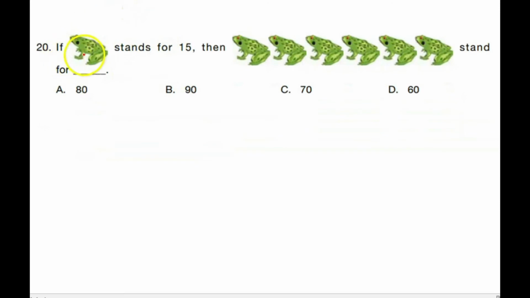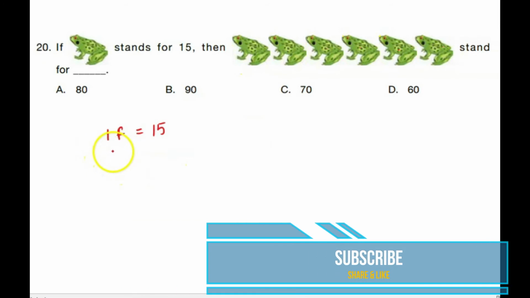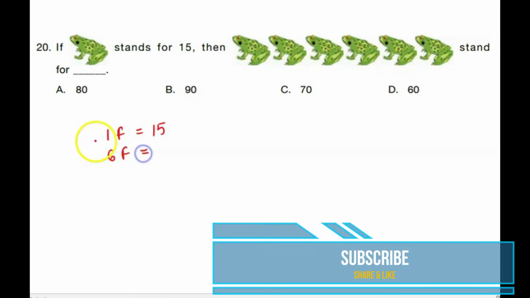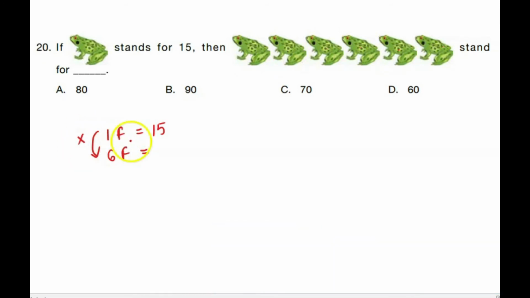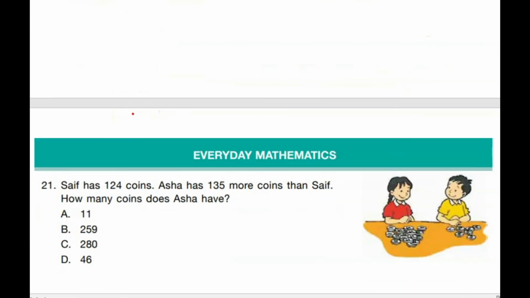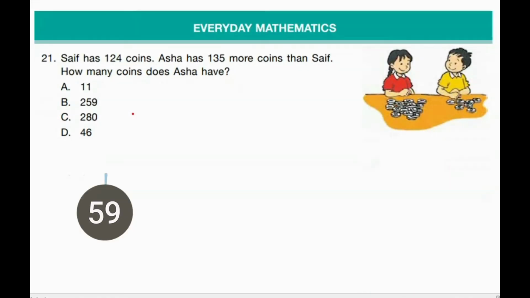Question number 20. If one frog stands for 15, one frog is equal to 15, then 1, 2, 3, 4, 5, 6. 6 frogs stand for? So 1 to many, we will multiply. 15 times 6, that is equal to 90. So for question number 20, option B is correct. Next question, question number 21.